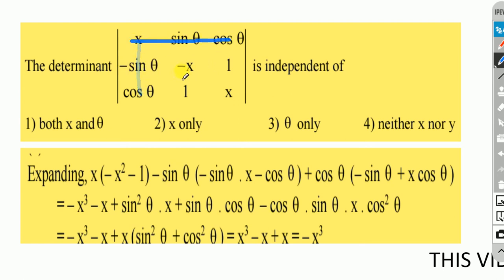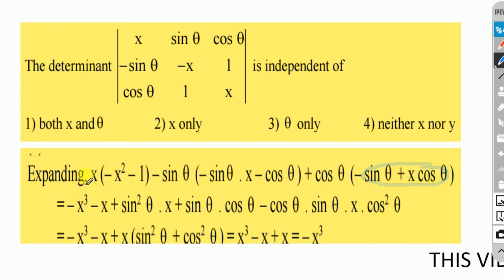x into minus x into x is minus x square here, minus sin theta into minus sin theta into x minus cos theta, plus cos theta into minus sin theta into 1 is minus sin theta, plus x into cos theta, because I will be having a minus sign here. Minus of minus x into cos theta is plus x cos theta.